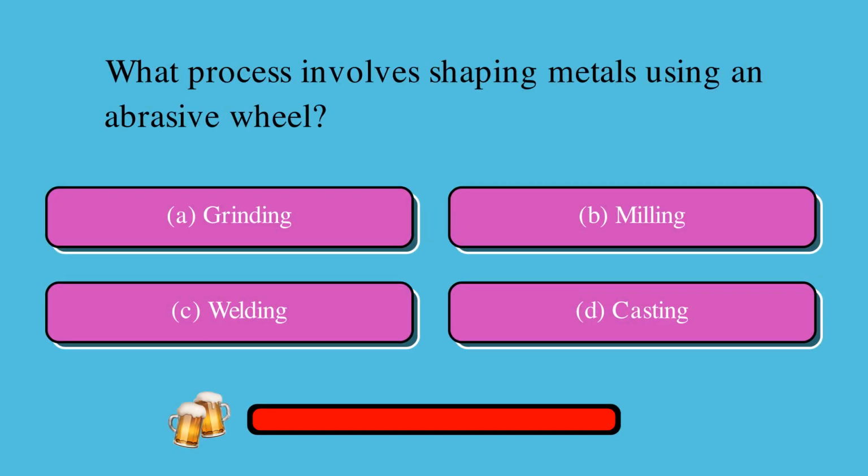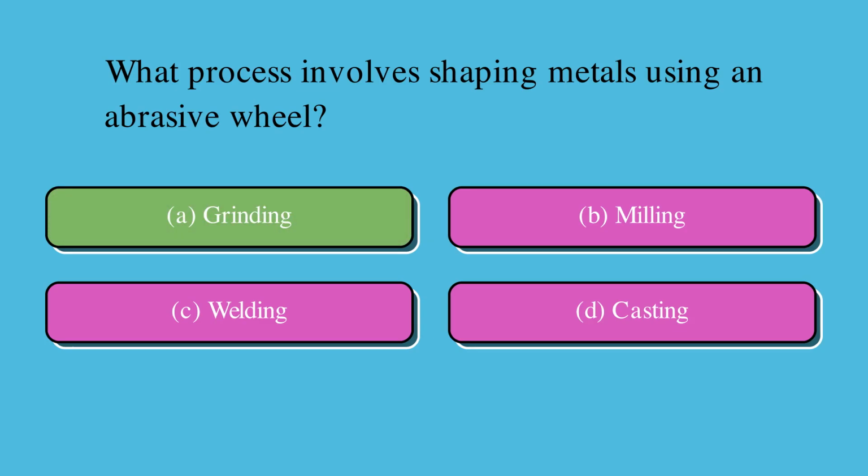What process involves shaping metals using an abrasive wheel? Is it A, grinding, B, milling, C, welding, or D, casting? The correct answer is A, grinding.